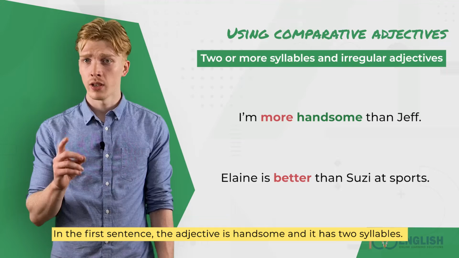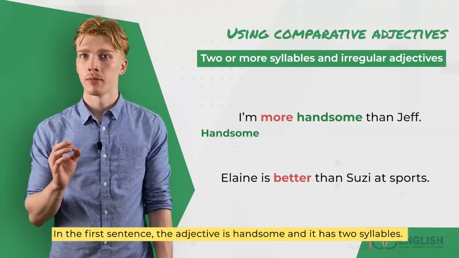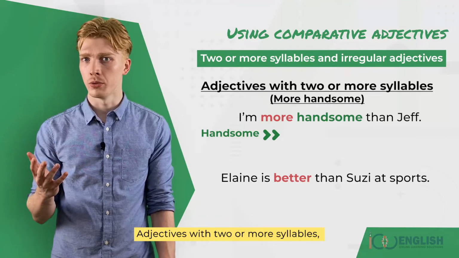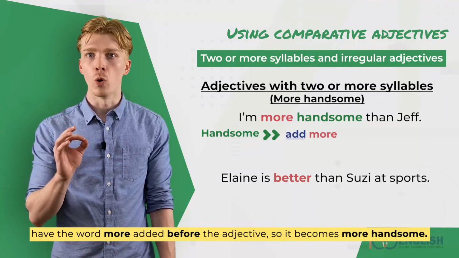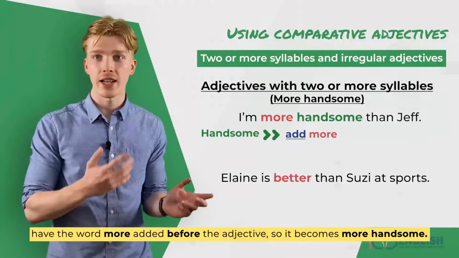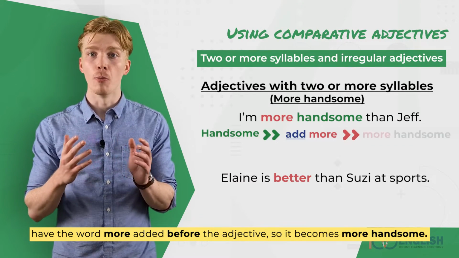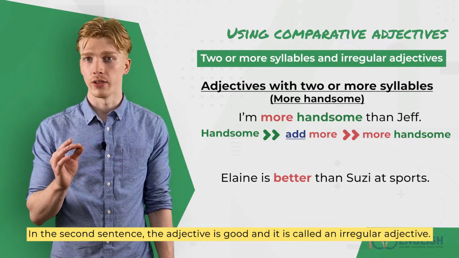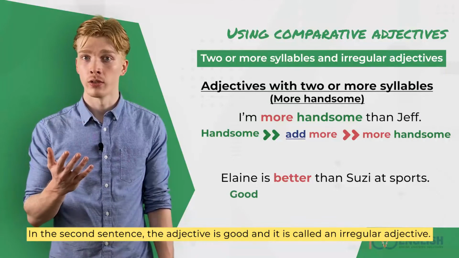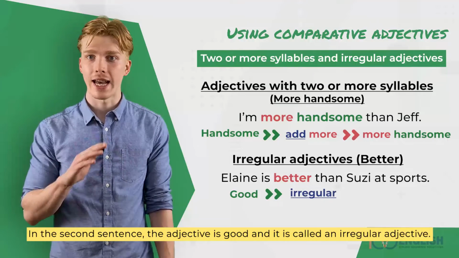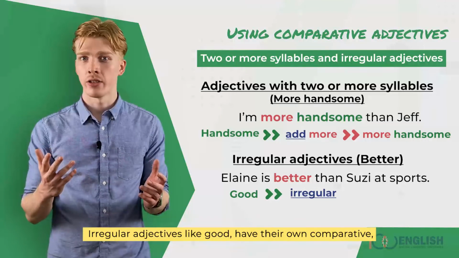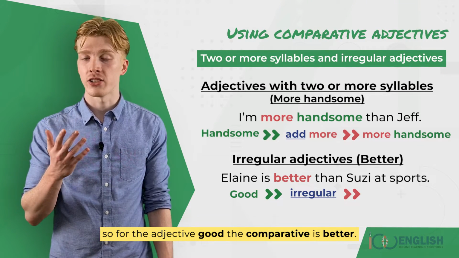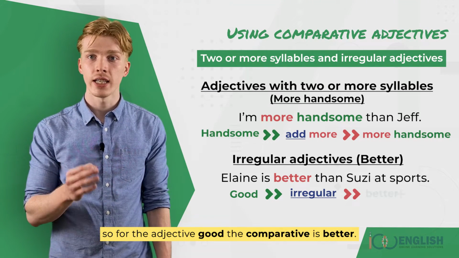In the first sentence, the adjective is handsome and it has two syllables. Adjectives with two or more syllables have the word more added before the adjective, so it becomes more handsome. In the second sentence, the adjective is good and it is called an irregular adjective. Irregular adjectives, like good, have their own comparative. So for the adjective good, the comparative is better.